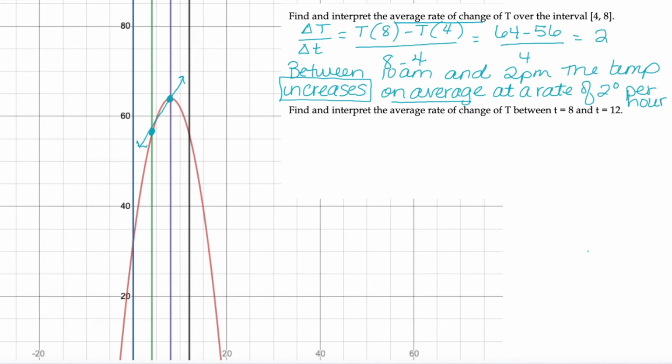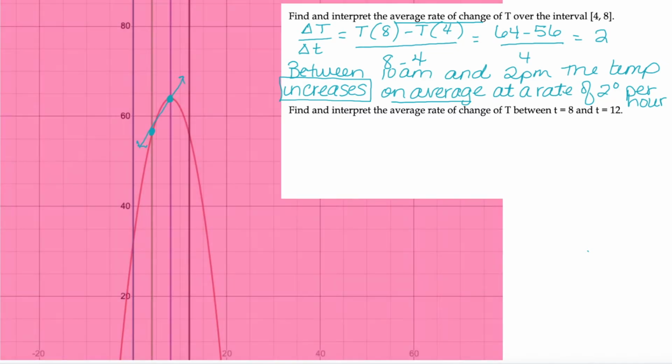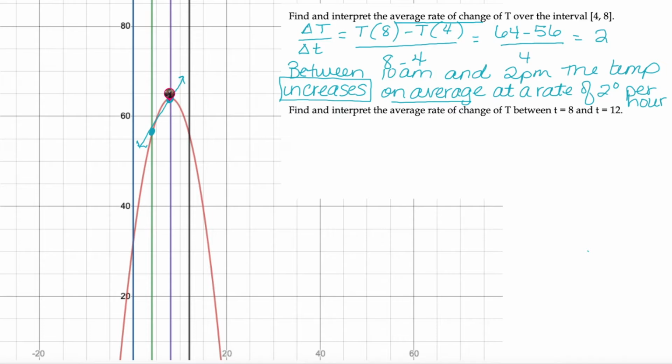Now it says find and interpret the average rate of change between 8 hours and 12 hours after. So now we were looking for 8 hours, and this line is 12 hours. So we need to identify what this value is. 12 what? And we already know that this is 64.